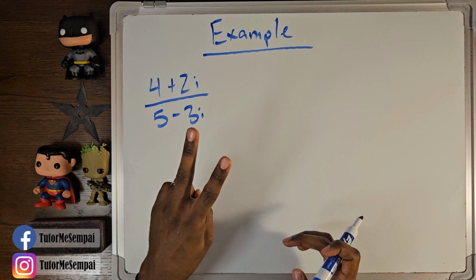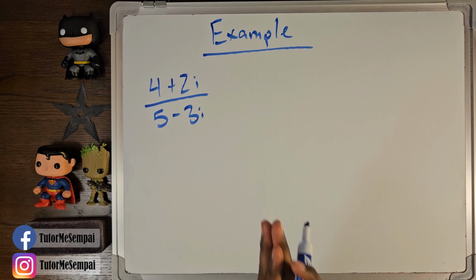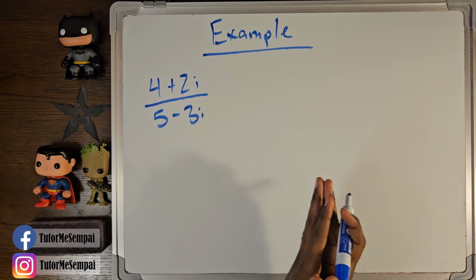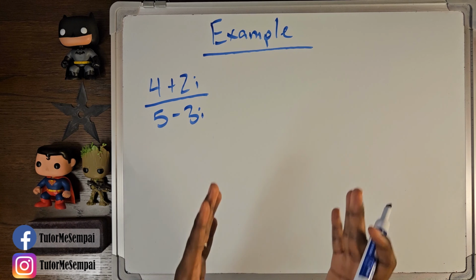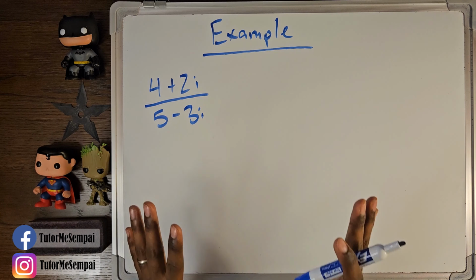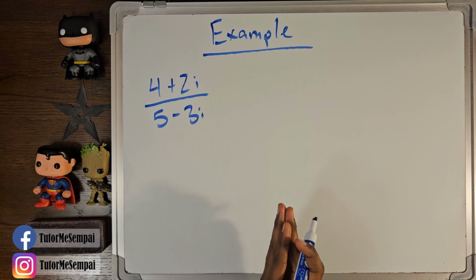The second thing we want to do is make sure our result, our final answer, is in complex number form. It has to have a real component plus an imaginary component. And you'll see what I mean when we get there. But let's focus on the first part. How do we get rid of all of our imaginary numbers from our denominator?